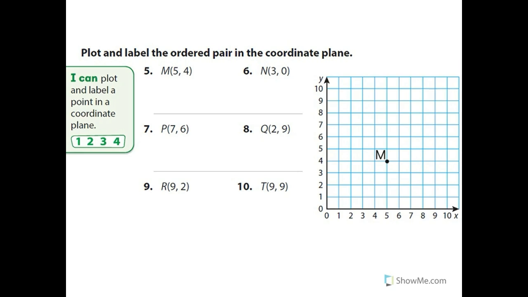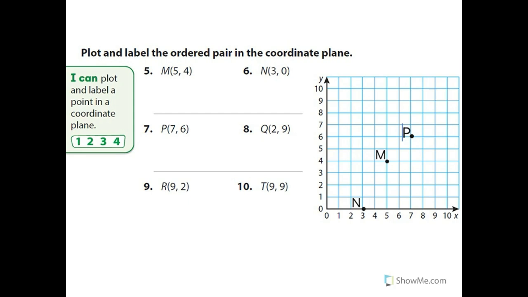So N, we're going over 3. How many are we going up? 0. So our dot is going to be right on that 3, and we're going to label it N. You do number 7, and then we'll go over it. So here's where it would be. It's over 7, up 6. That's where it would be.